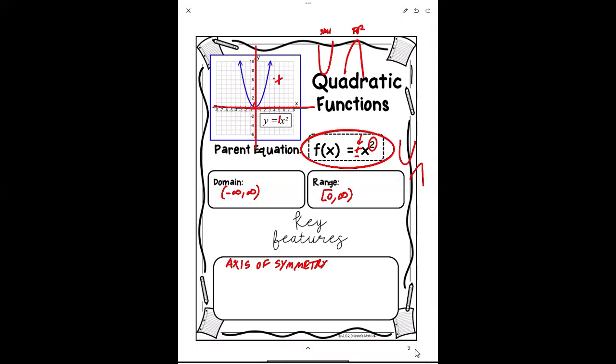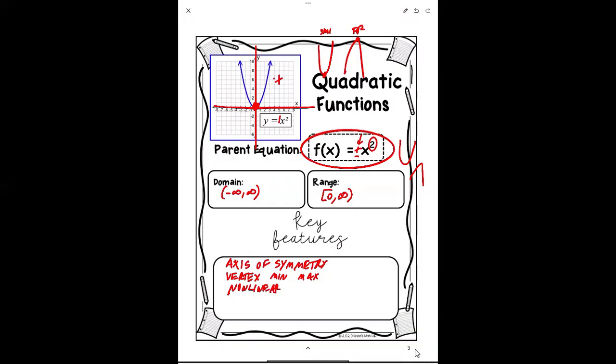It also has what we call a vertex. The vertex is either going to be a minimum or a maximum. So if it's a smile, it has a minimum. If it's a frown, it has a maximum. The vertex is always on the axis of symmetry. So it's the minimum that's on the axis of symmetry. Okay. You can tell it's nonlinear.